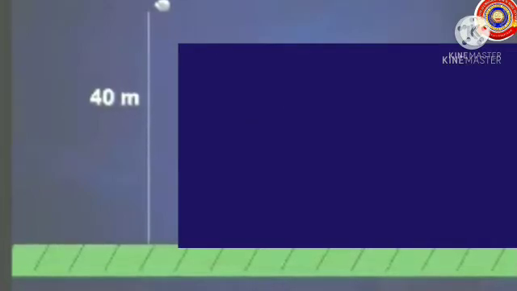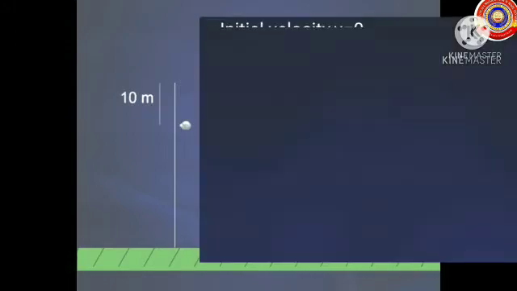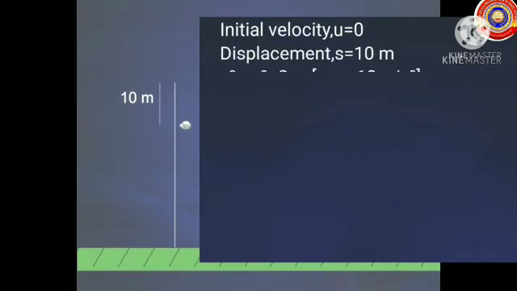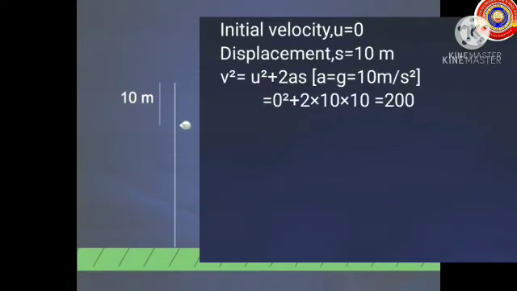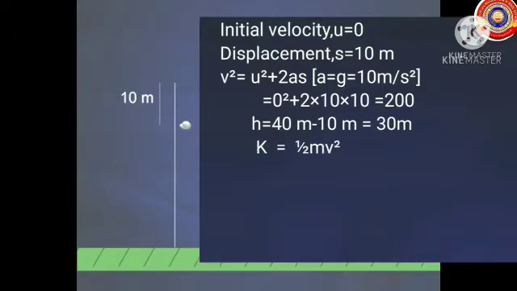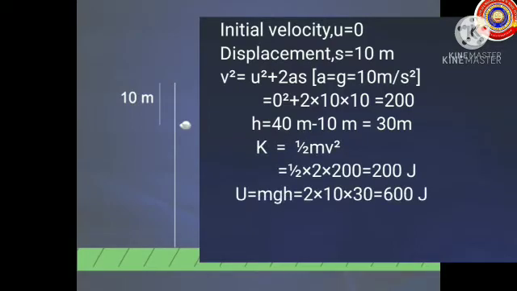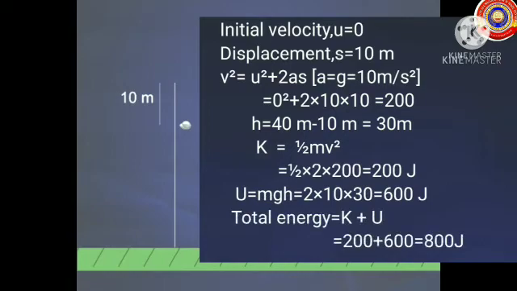Now the stone falls 30 meter down and reaches a height of 10 meter from the ground. At that time, its initial velocity u equals 0 and displacement s equals 30 meter. Here first we have to find v square. So v square equals u square plus 2as. Here a equals g, the acceleration due to gravity, which is 10 meter per second square. That is equal to 0 square plus 2 into 10 into 30 equals 600. Here height h equals 40 meter minus 30 meter, that is 10 meter.